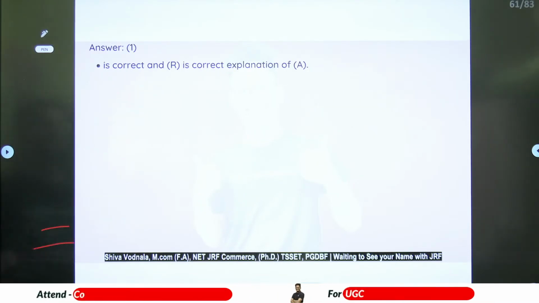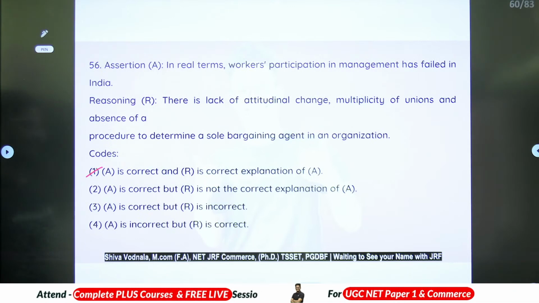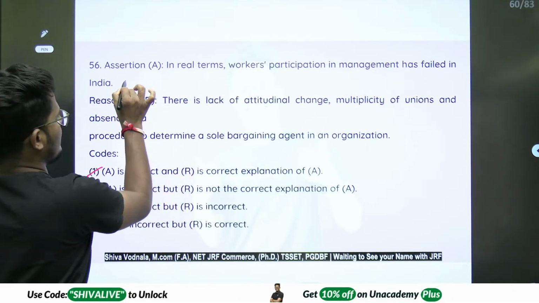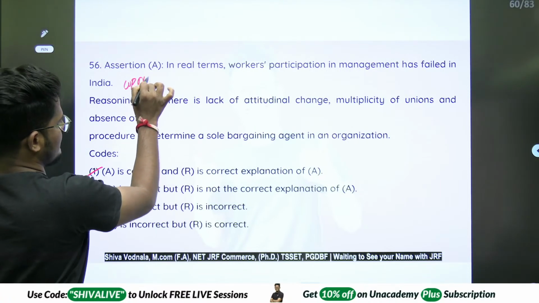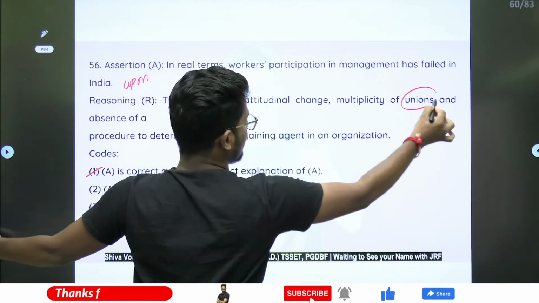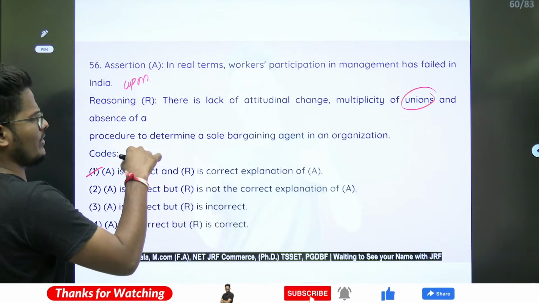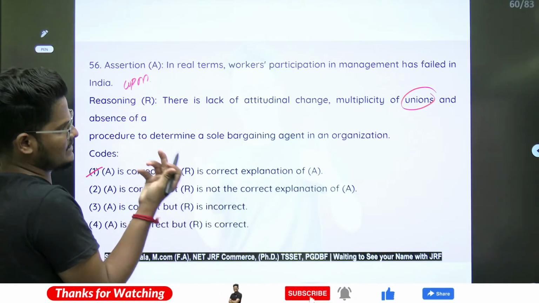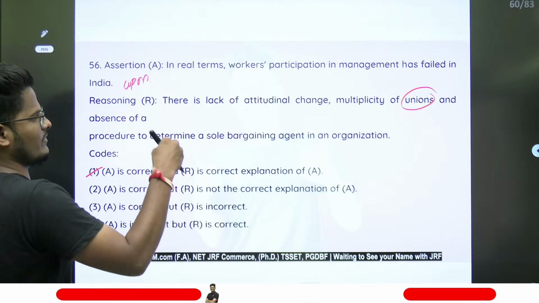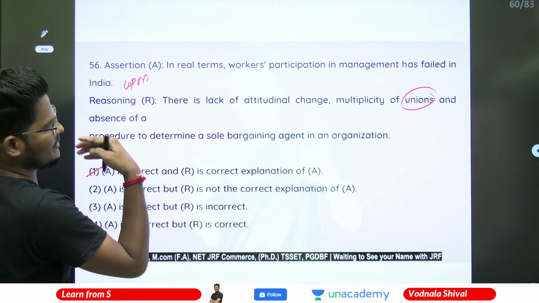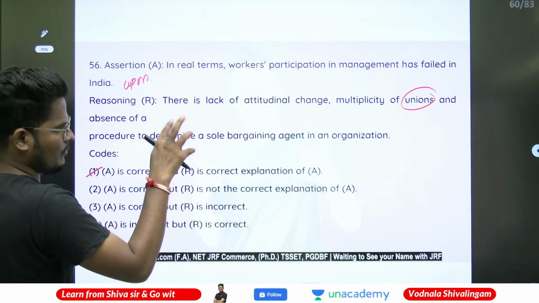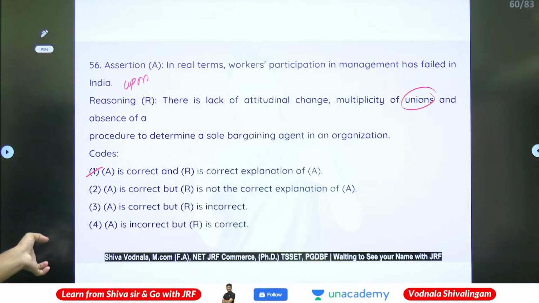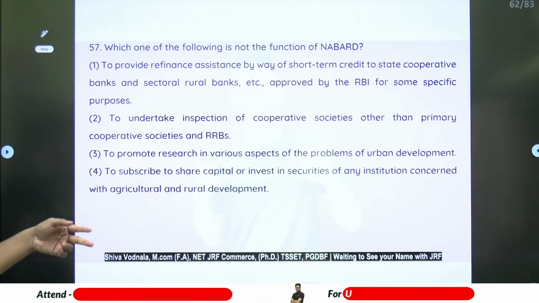So the answer is 1. A is correct and R is a correct explanation, because in India, workers' participation in management has failed due to the number of labor unions, and they don't have any uniformity or proper consensus opinion. There will always be union fights, and unions have to work for employees. But union fights are becoming more frequent, which is decreasing workers' participation in management. That is, WPM is reduced because of that only.